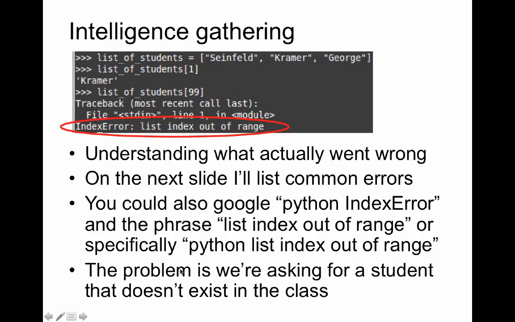So after all these Google searches, or just because I told you, we can see that the problem is we're asking for a student that doesn't exist. And so you can't have the name of the student if the student doesn't exist in the first place.